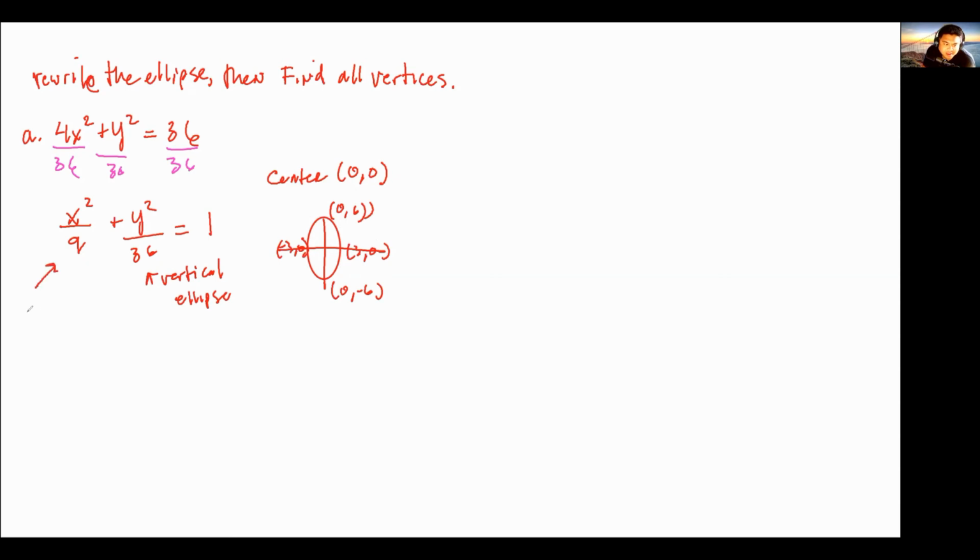For the point being, B is 3, A is 6. We don't care about C. It's not asking for the foci, just the 4 vertices of this ellipse. The vertices is basically the coordinates of the major and minor axes.